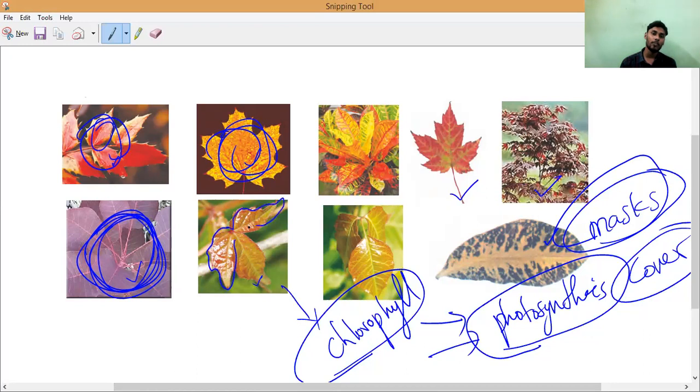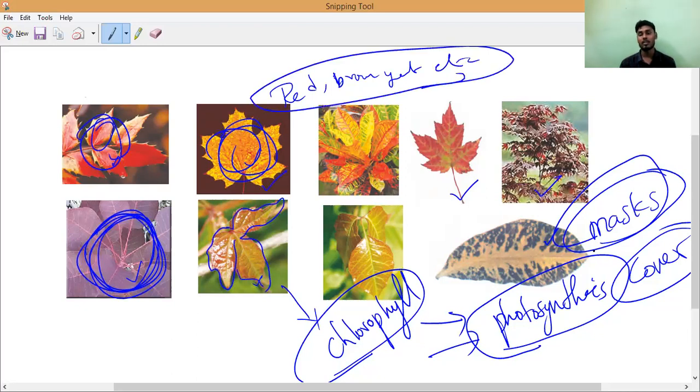But why do they appear a different color? Because of more amounts of other colors like red, brown, yellow, blue. These colors mask the chlorophyll present in the leaves. That's all. That is the reason behind it. Understood? You have to remember that point.